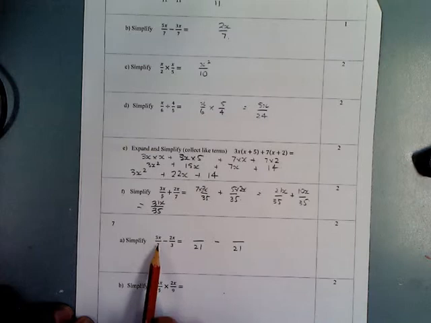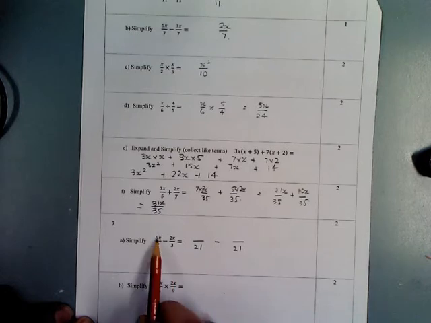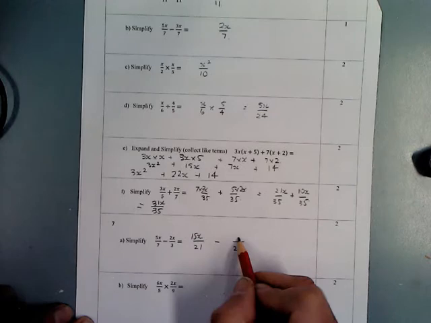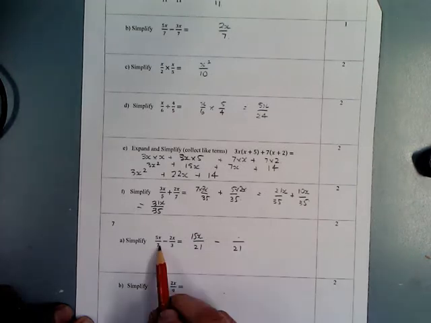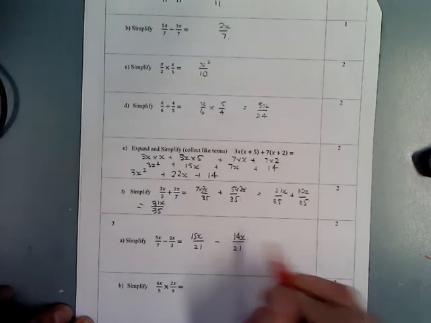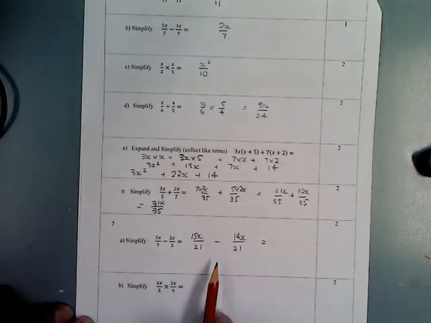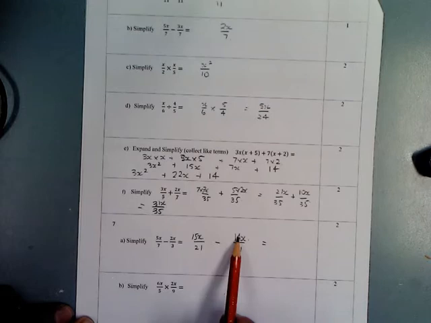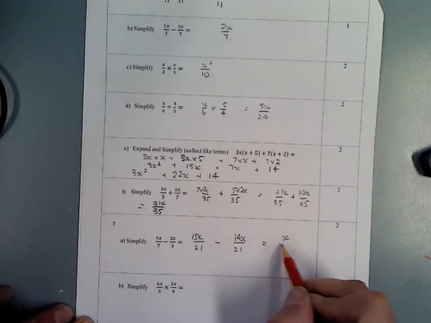So in this case here, it's 3 times 5x. So we have 15x up here. This numerator is 7 times 2x, which is 14x. So our new fraction is 15x over 21 minus 14x over 21. 15x minus 14x is x over 21, and that is our final answer.